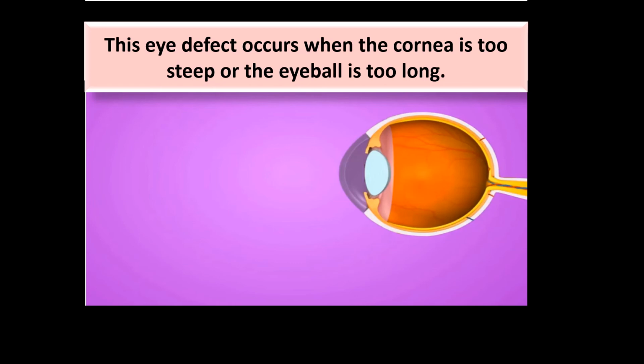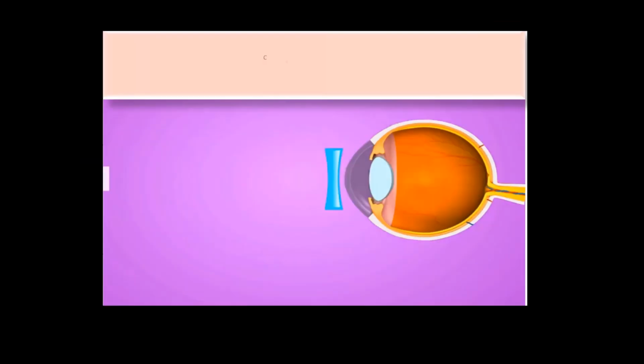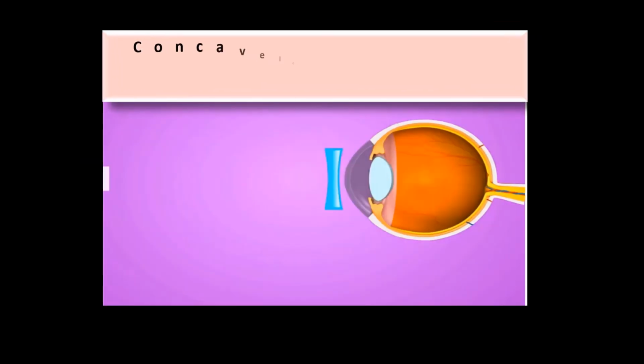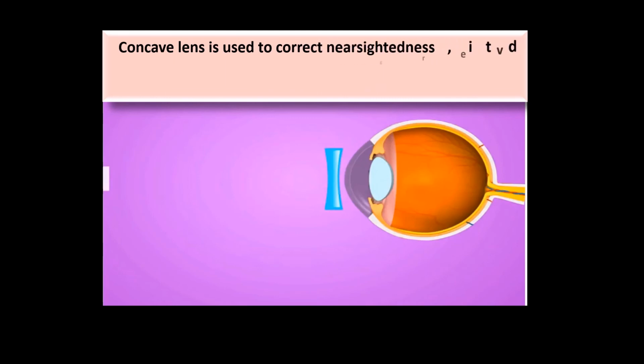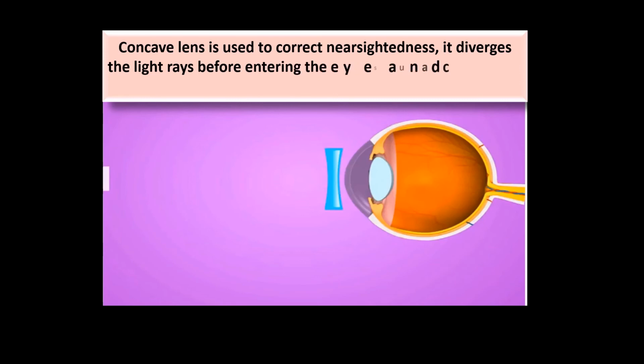In a nearsighted or myopic eye, light from distant objects come to a focus in front of the retina. As a result, objects at a distance are blurred while nearby objects are clear. Concave lens is used to correct nearsightedness. It diverges the light rays before entering the eye and causes the image to form on the retina.